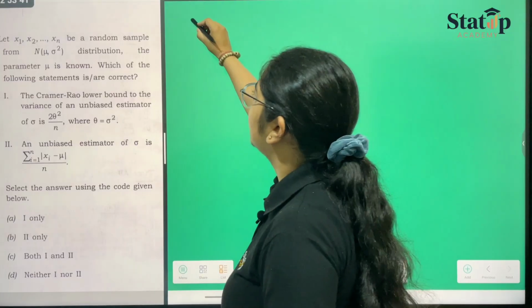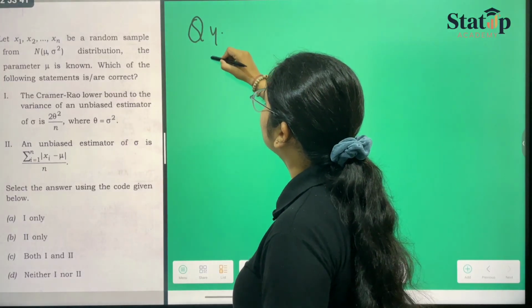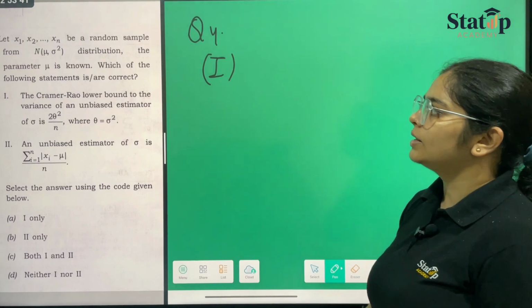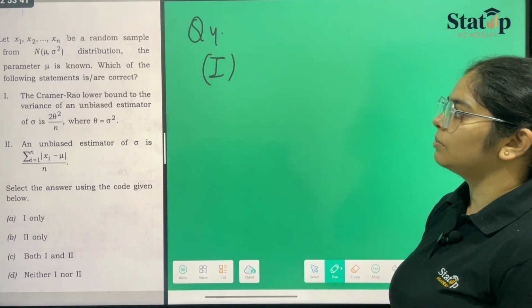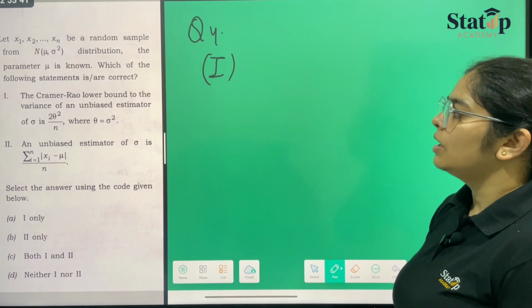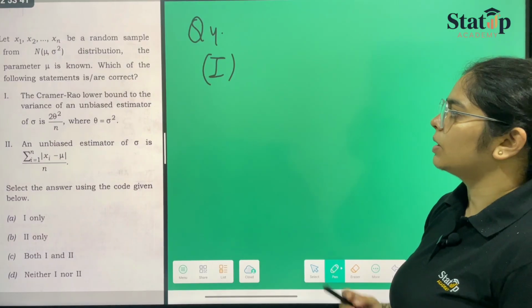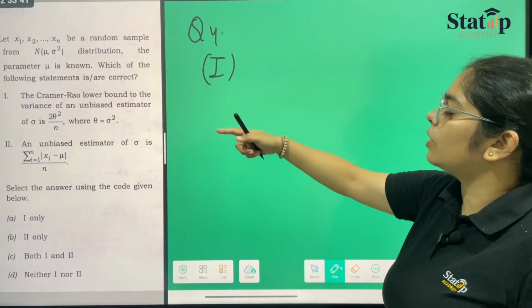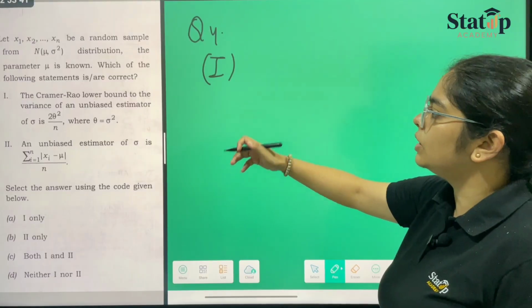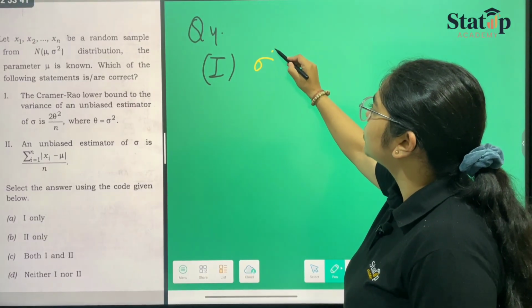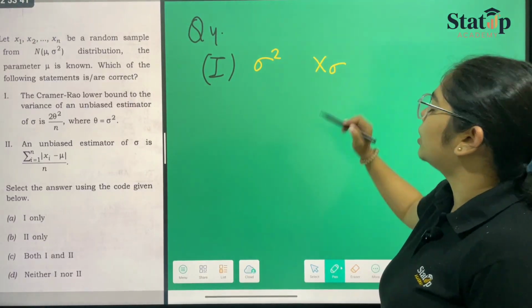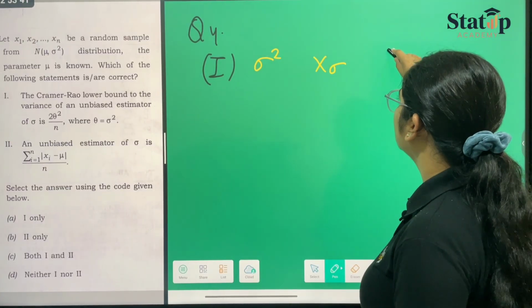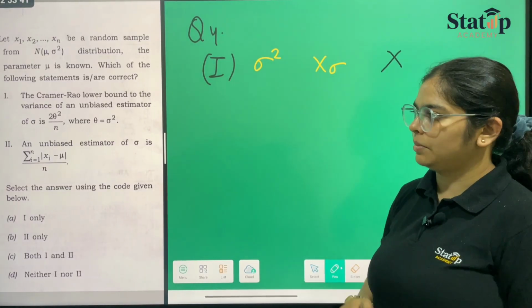The first statement states that the CR bound for the variance of an unbiased estimator of sigma is 2 theta square upon n, where theta is equal to sigma square. This CR lower bound, CRLB, is not the only thing that is wrong here; it is for sigma square and not for sigma. That is the only thing that has been missing here. So the first statement is wrong.